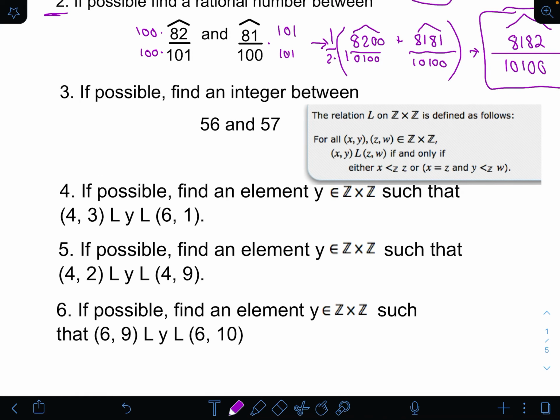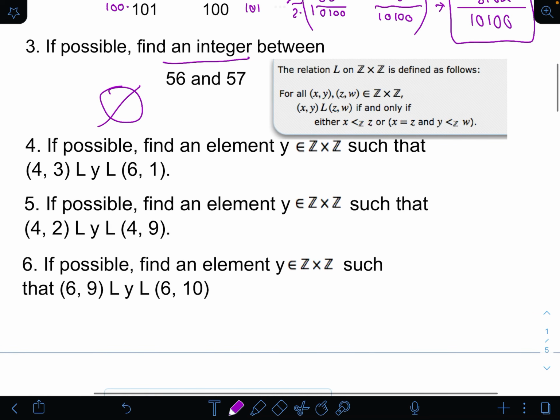On problem 3 here, you will note 56 and 57. Folks, there's no possible entry. That's when we're going to click the box and say, yes, this is not possible. There's a couple other questions on the test that are like this with the relation L on Z cross Z. So if possible, find some element between. Now, again, you should be able to look at this and come up with a few different answers.